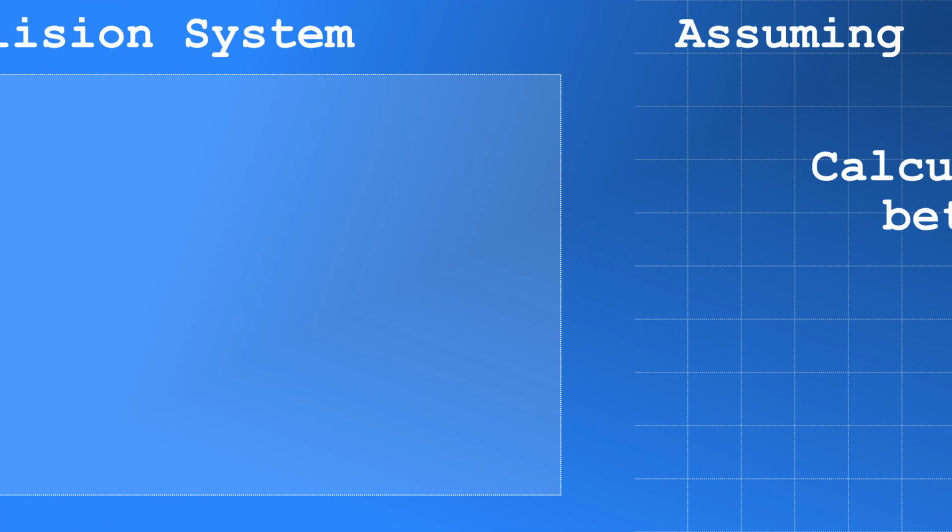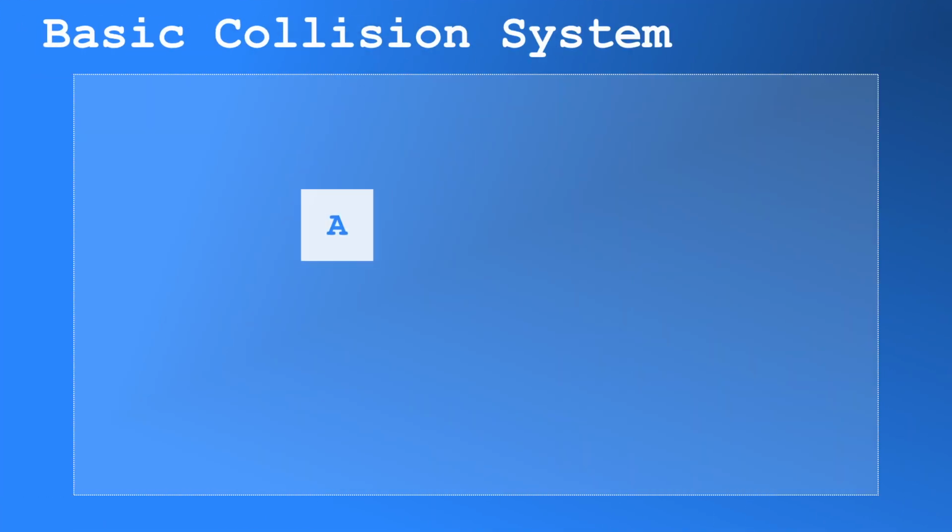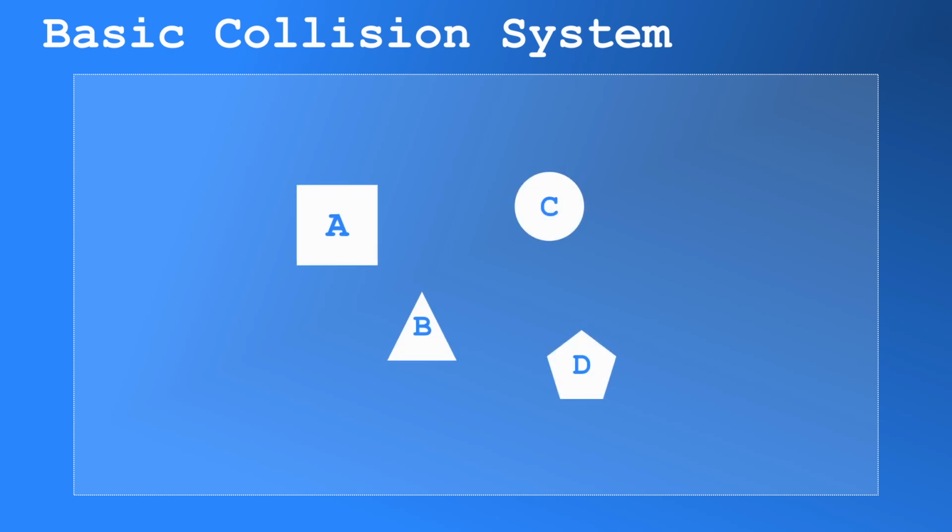Let's get into it. A collision system contains a number of objects and needs to work out which are colliding. The simplest approach to do this is to go through each object in the system. For a given object, you compare it against all other objects. So is A touching B, A touching C, A touching D? Is B touching A, B touching C, B touching D, and so on. This guarantees all collisions are found.